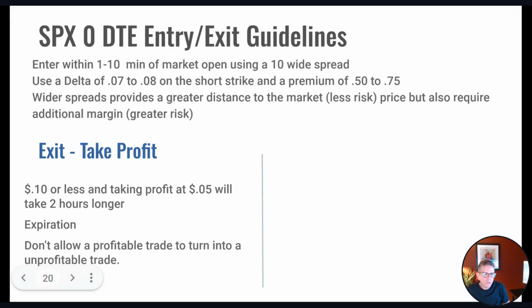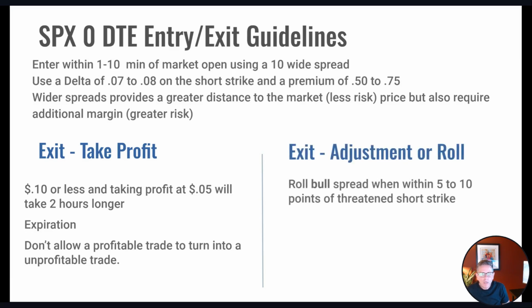So another way to close the trade is expiration, and you never want to let a profitable trade turn into a non-profitable trade. But remember, you can let trades go into expiration, and there's no PDT restrictions on that. But if you do take that trade off, it's basically one day trade that you're susceptible to.